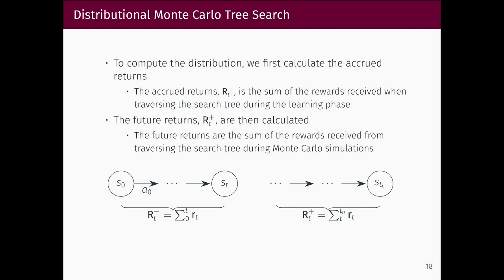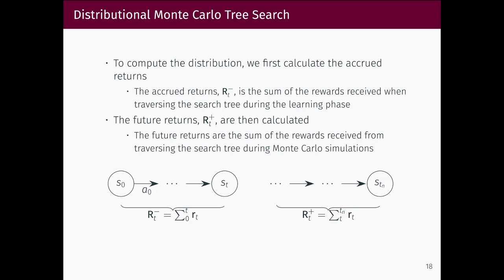So if you look at the left hand side, you can see how the RT minus is computed, and that's simply you start at a state S0, you take action A0, you take maybe a few more actions, and eventually you arrive at a state ST, and that is a state, or a node, that needs to be expanded, excuse me. And basically you can take RT minus to be the sum of all the returns, or all the rewards, you received going from S0 to ST.